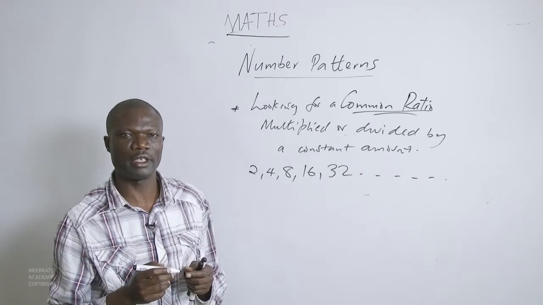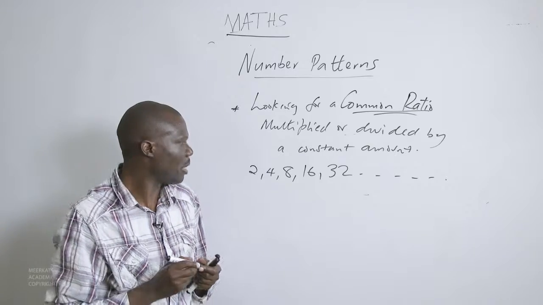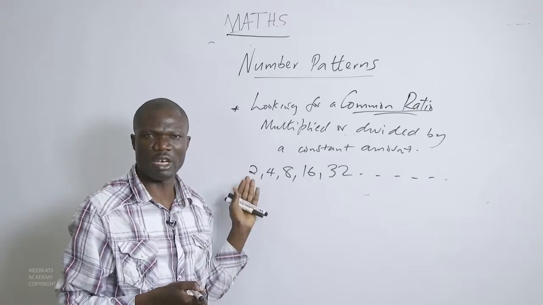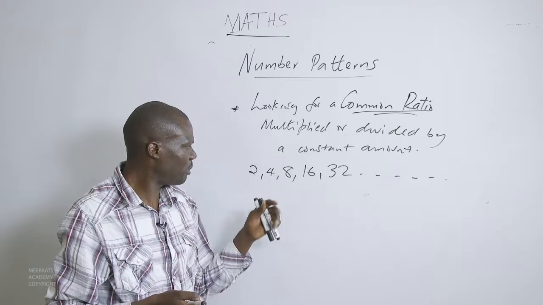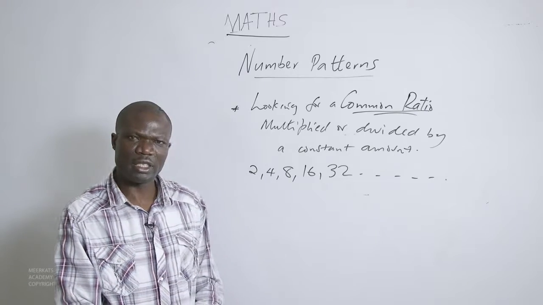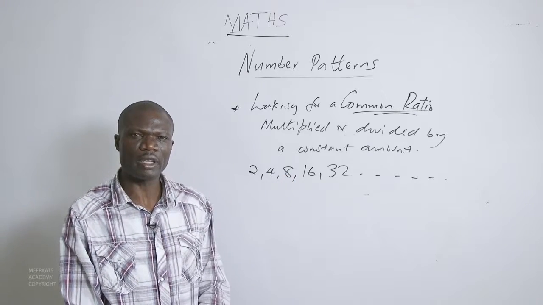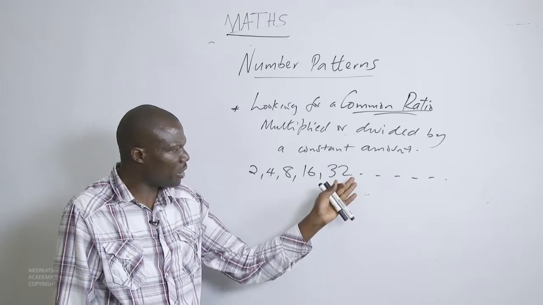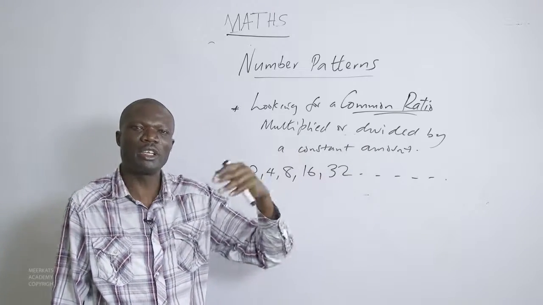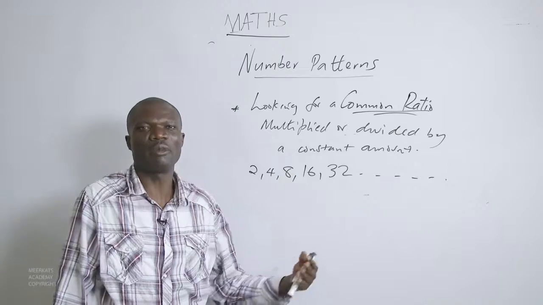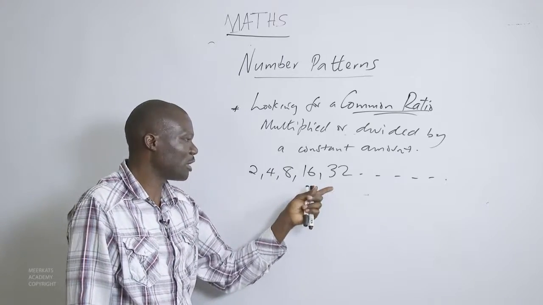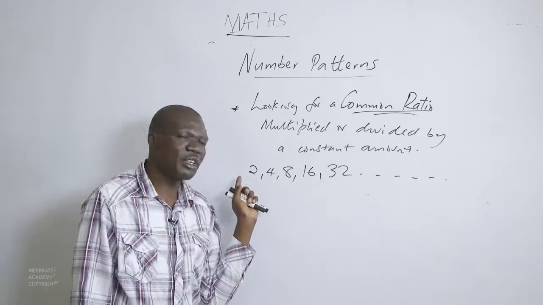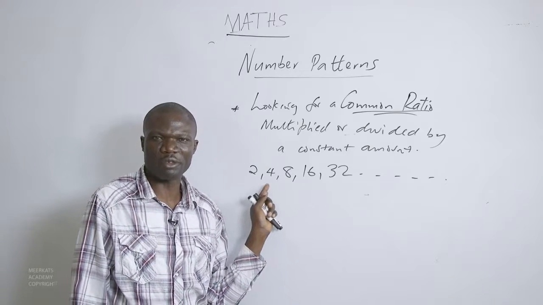This is a series of numbers. We have 2, we have 4, we have 8, then 16, then 32. So before we decide what is the next number, we need to study the pattern, the previous pattern of this sequence. What happened to 2 for us to get 4?